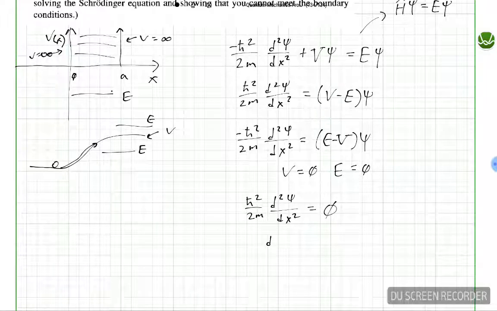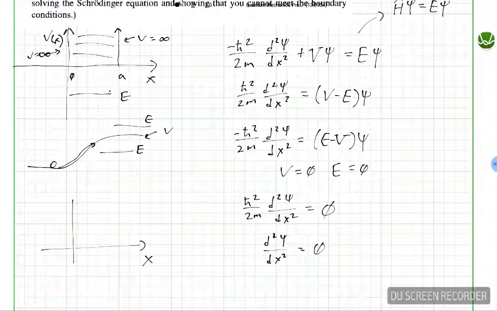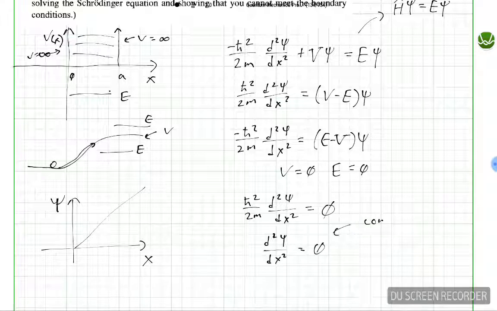I can simplify that by multiplying both sides by 2m over h bar squared, and what I get is that the second derivative of psi with respect to x is 0, meaning that if I were to graph out psi of x, I have a straight line. This will correspond to a constant or a linear function.